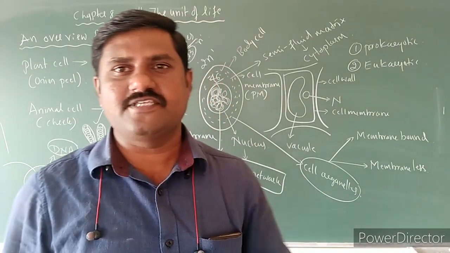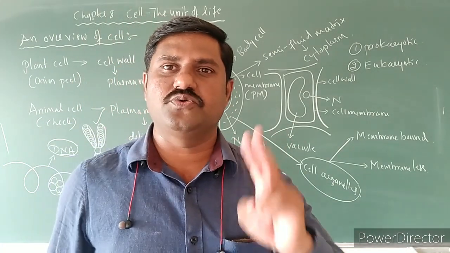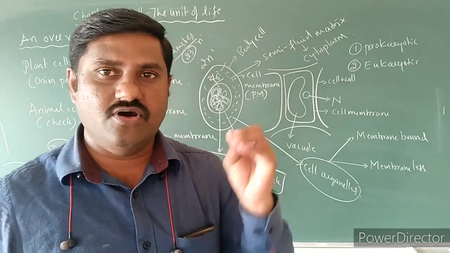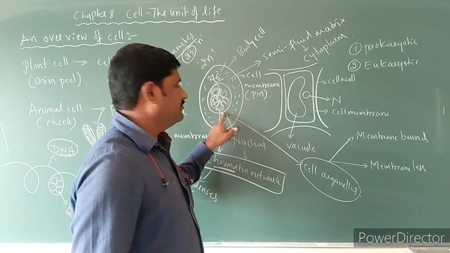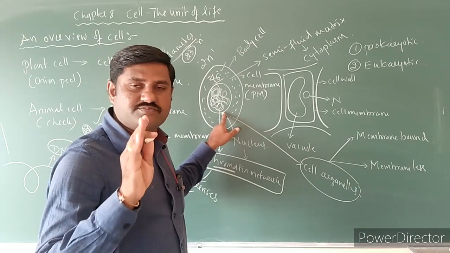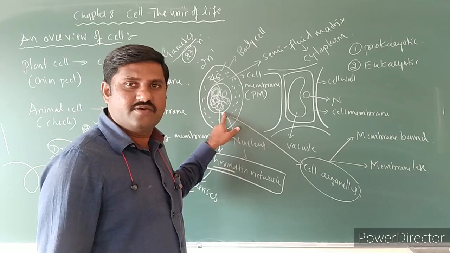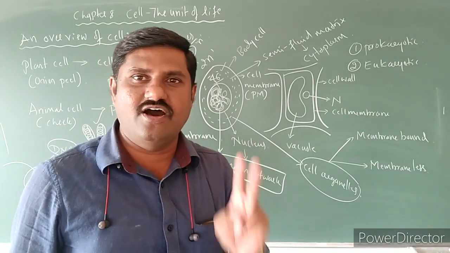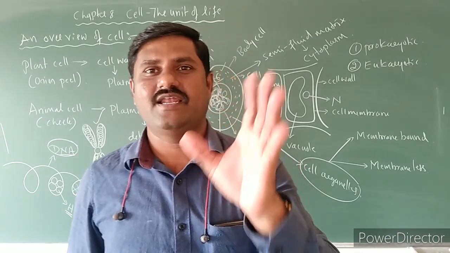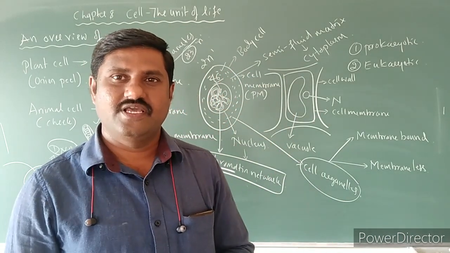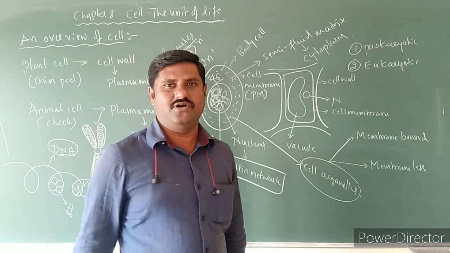Dougherty is the name of the scientist who classified two types of cells based on the presence or absence of membrane-bound cell organelles. There are two types of cells we classified there. Is it very clear to you all? I hope it is very clear to you all, right?